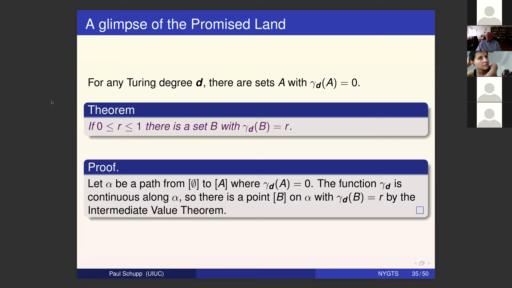This is what we would like to see more of: using ideas about the space to prove computability theory results.